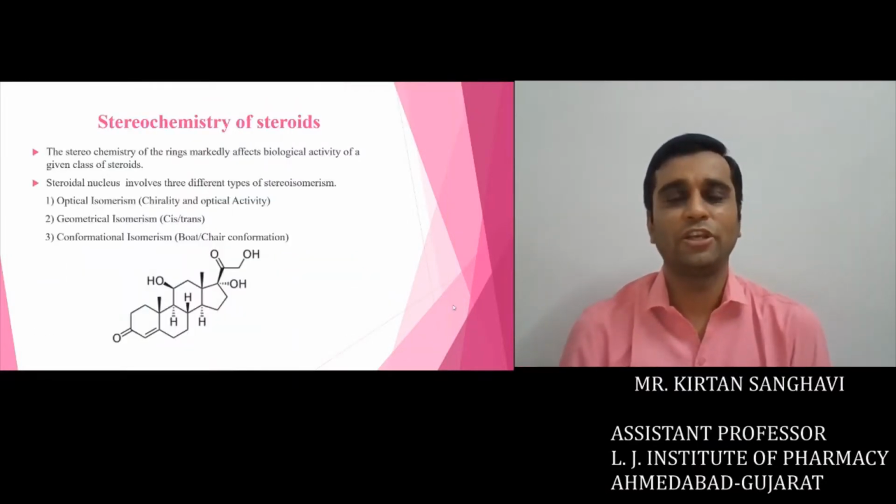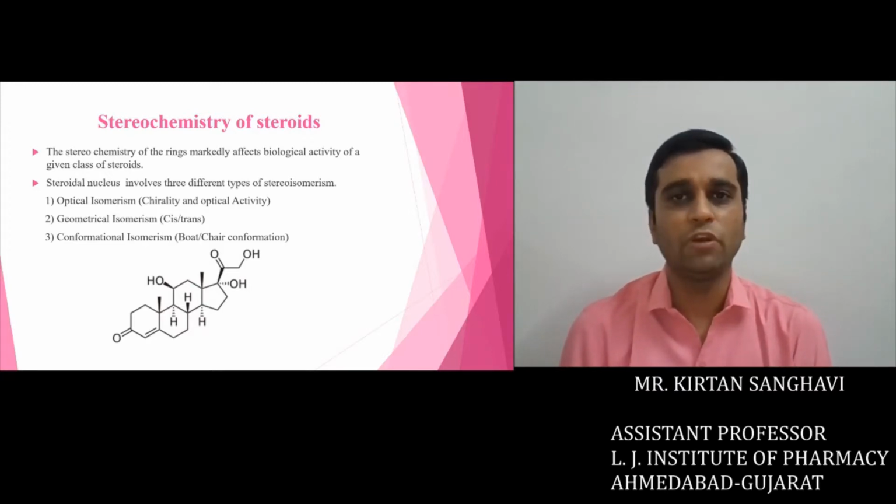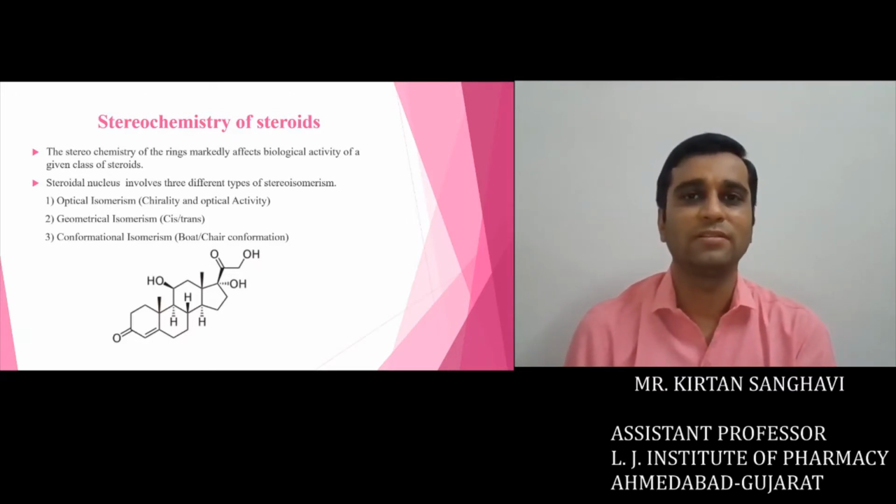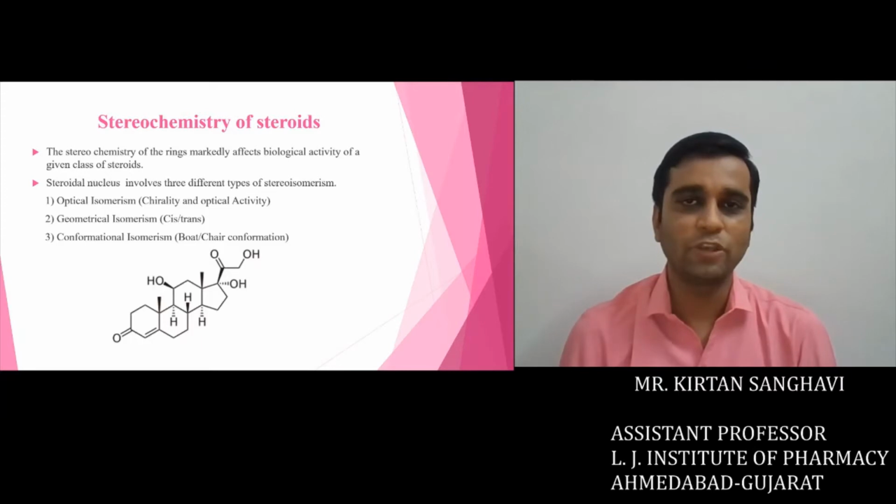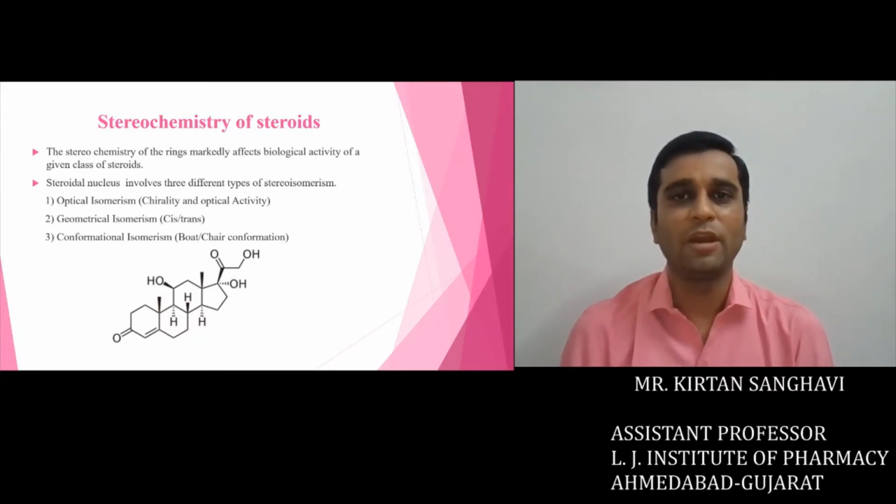As far as the stereochemistry part is concerned, we always say it plays a very important role as far as biological activity is concerned. And when we talk about stereochemistry, three important aspects we must discuss. Number one, optical isomerism. Number two, geometrical isomerism. And number three, conformational isomerism.